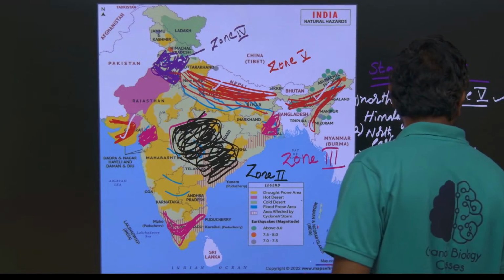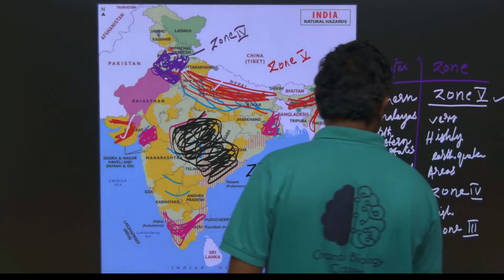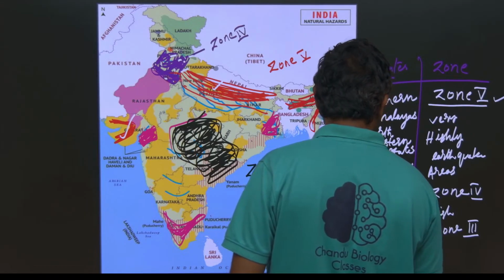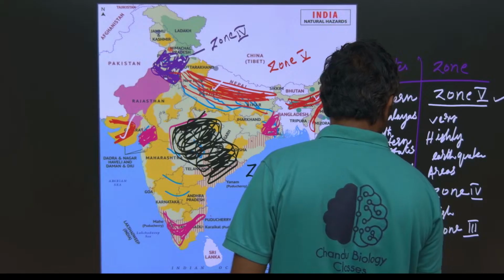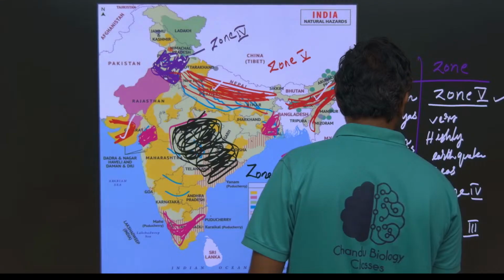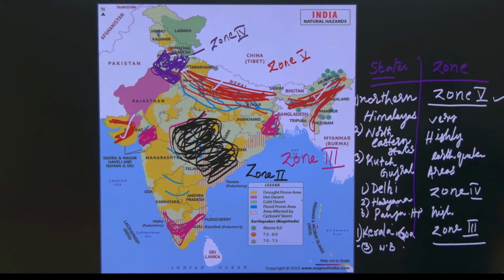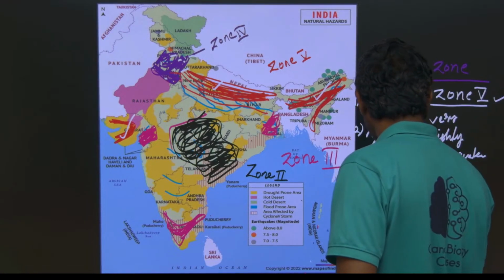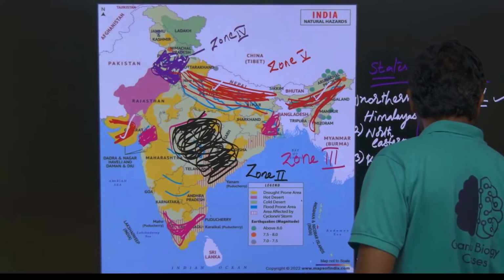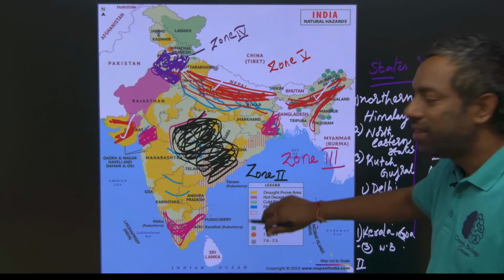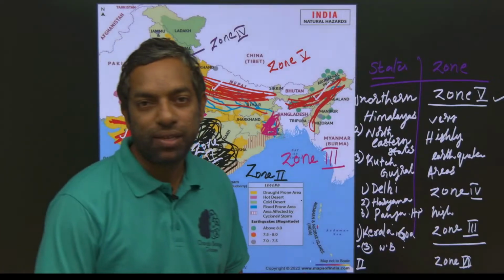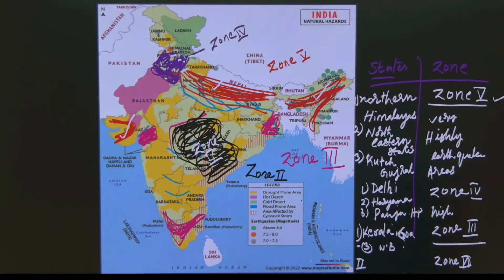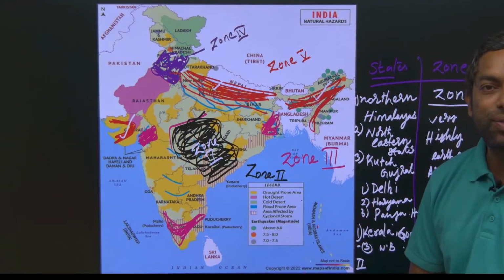And zone 3 is Kerala and Goa, and West Bengal region. This is zone 3. And zone 2 is the plateau area. The plateau area is zone 2, very less intense of earthquake. They can ask you a sure question, make sure question from this in the coming exam.